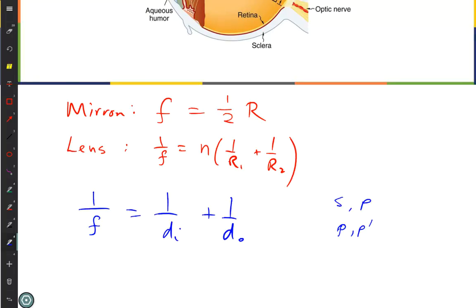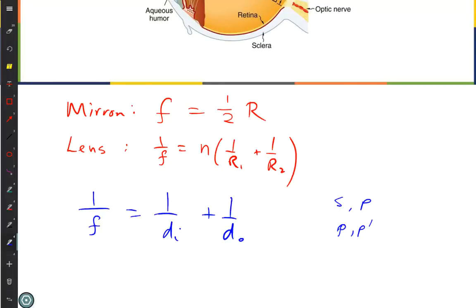If an object is on the side light is coming from, then it's a positive object distance. If it's a real object, that is, something like a candle or a pencil or a person, it's always going to be a positive object distance. The image, if the image is on the side that the light goes to, then it's a positive image distance. So for a mirror, since a mirror reflects the light, it's a positive image distance if it's on the same side as the object. But for a lens, since the light goes through, it's a positive image distance if it's on the opposite side from the object.